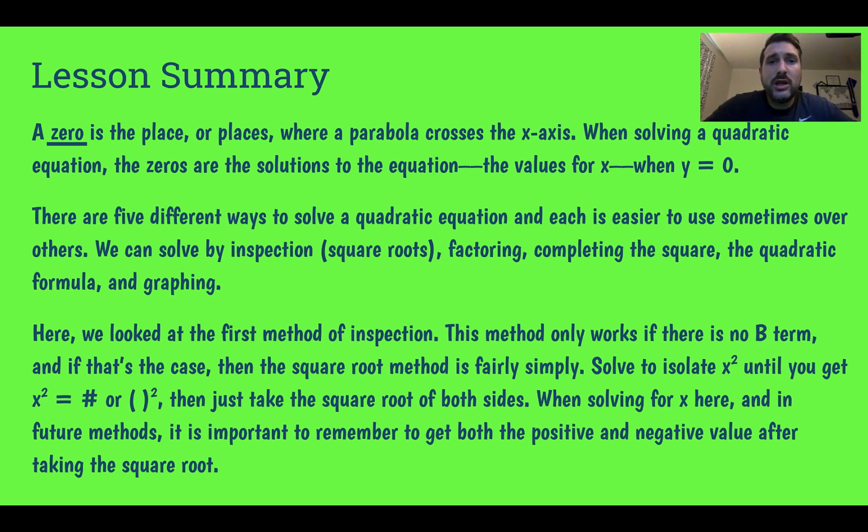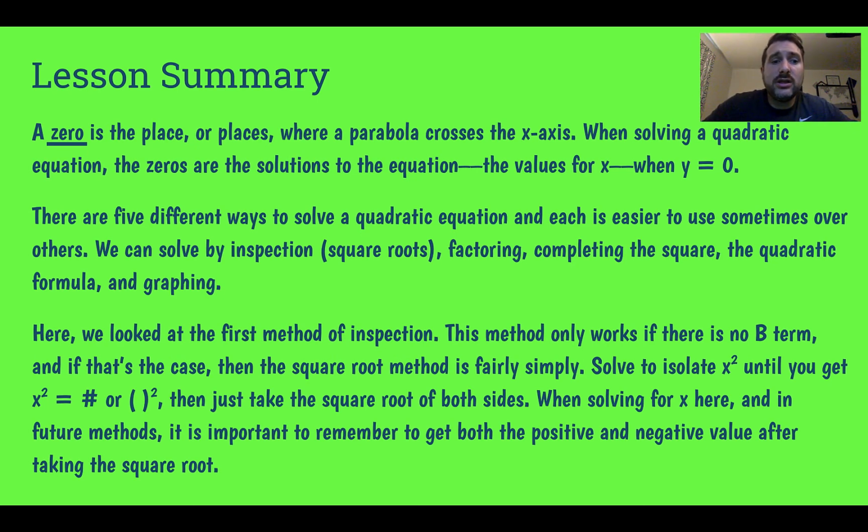So in this lesson, we quickly reviewed zeros, which is the place or places where a parabola crosses the x-axis. They're also called roots or solutions. So when we're solving a quadratic equation, the zeros are the solutions, or the values of x when y equals 0. There are 5 ways you can solve a quadratic, and each of them has a time when they're easier to use than the others. So you'll have to figure out which to use. We can solve by inspection, or square roots, factoring, completing the square, quadratic formula, and graphing. And we will look at all of those in upcoming lessons.